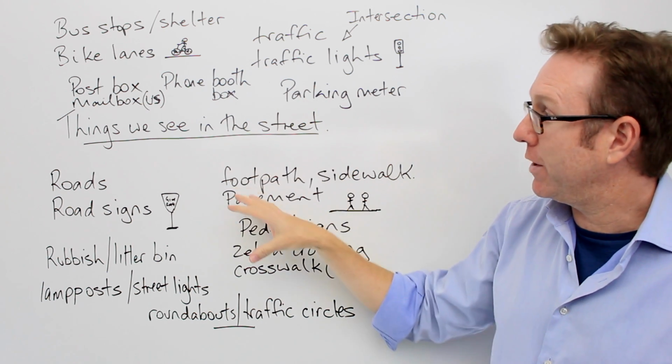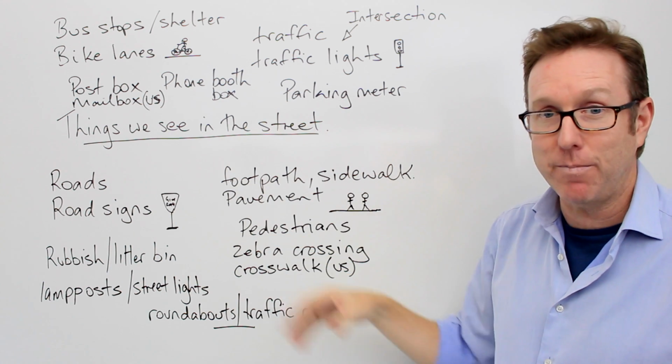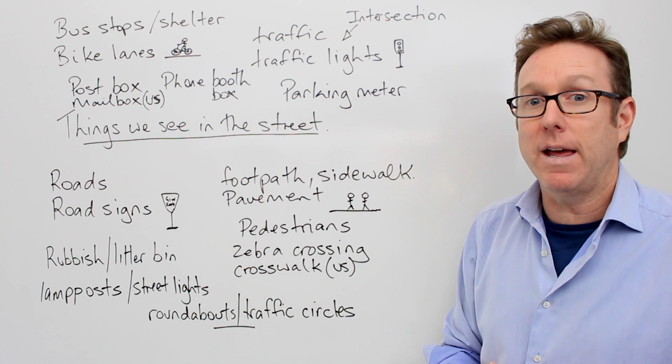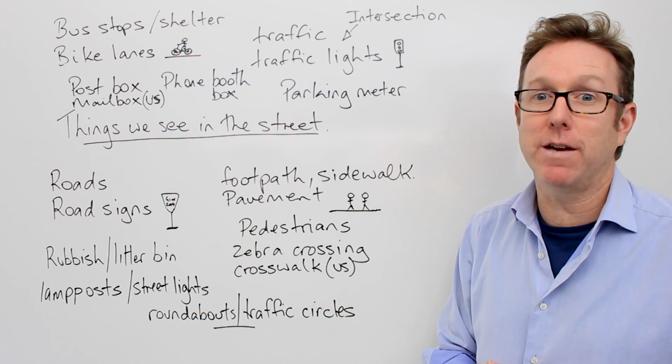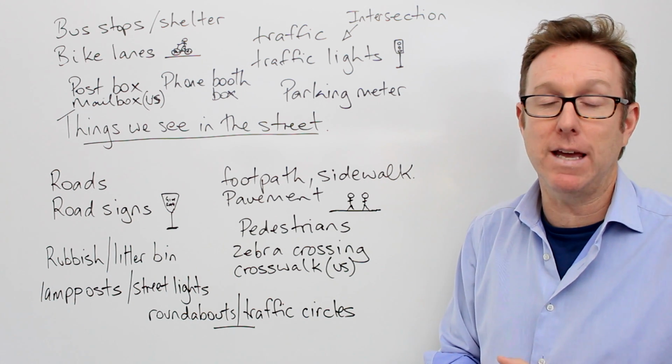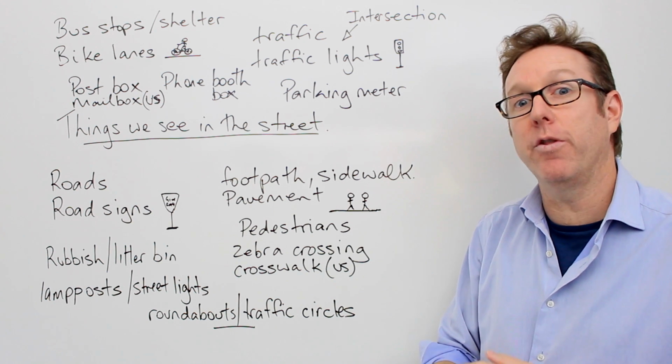And the other thing that you'll see in the street that is not here, but I'll do in another lesson, are cars and buses and motorbikes and all the different vehicles that we see in the streets or on the roads.